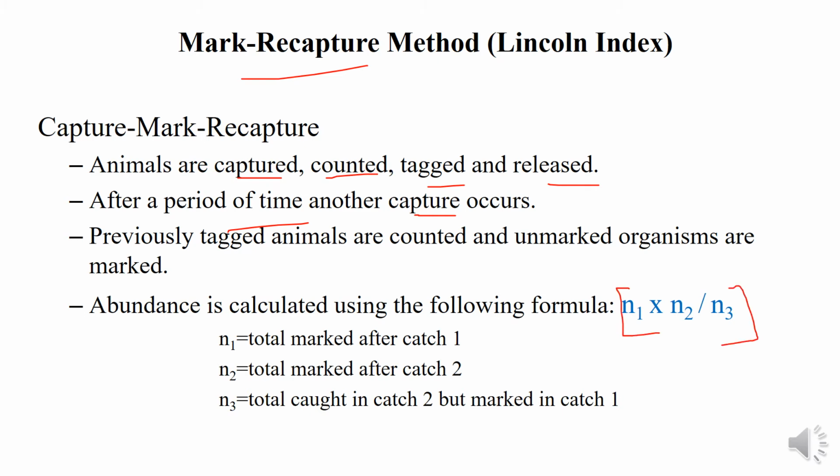So it is n1 into n2 by n3. What is n1? n1 is the total marked after catch 1. Then n2, what is n2? The total caught in catch 2. And n3 is the total caught in catch 2 that were already marked in catch 1. So this is n1, n2 and n3, and by putting them in the simple equation you can calculate the abundance from the mark recapture method, and it is very commonly called the Lincoln index.